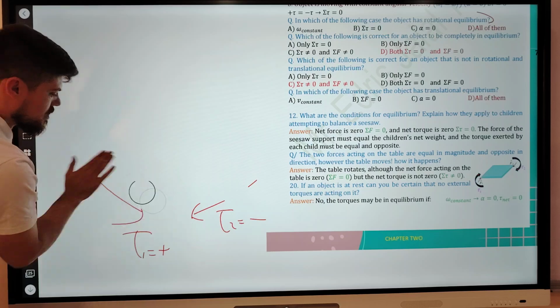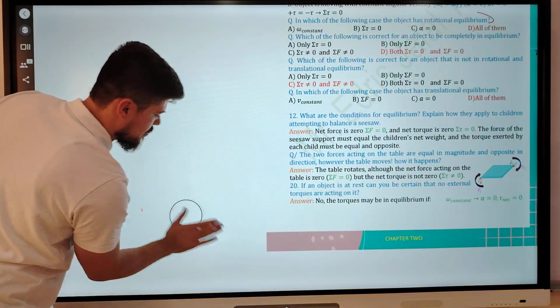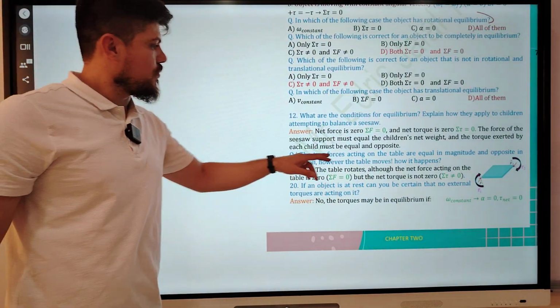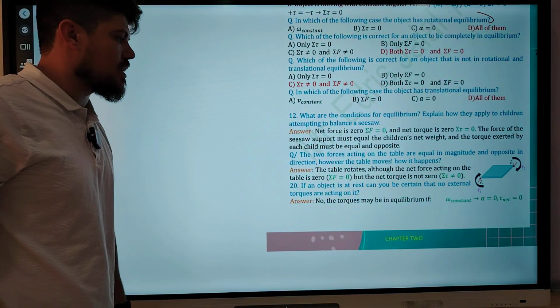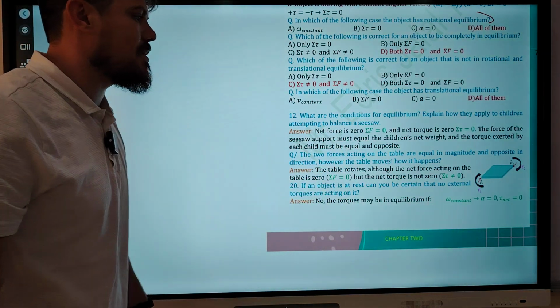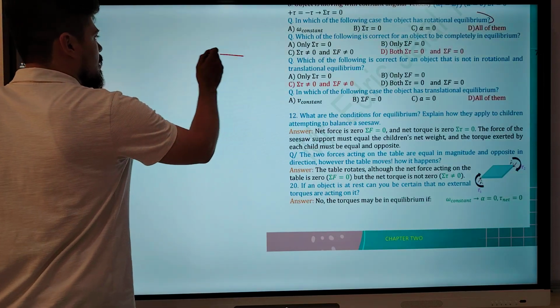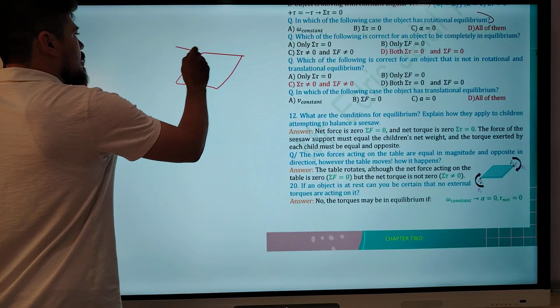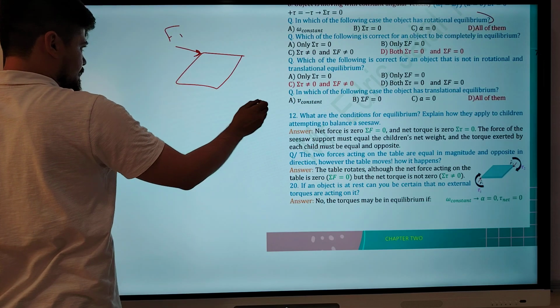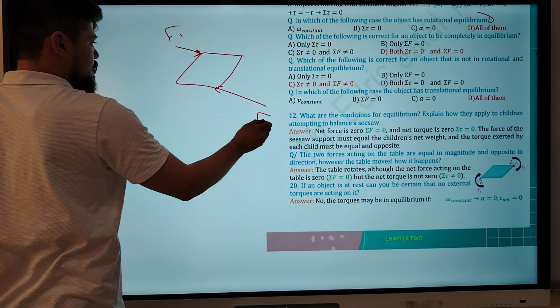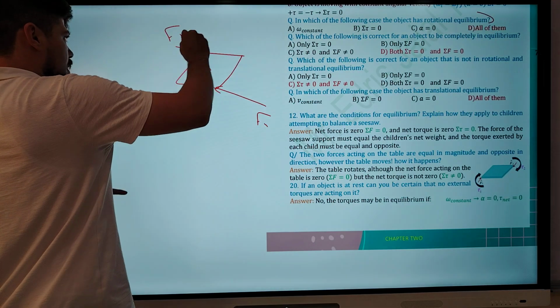This is about question 12, chapter review, okay? The two forces acting on the table are equal in magnitude and opposite in direction. However, the table moves. How does it happen? This is F1 acting on this point, okay? And this is F2 acting on this point, okay?